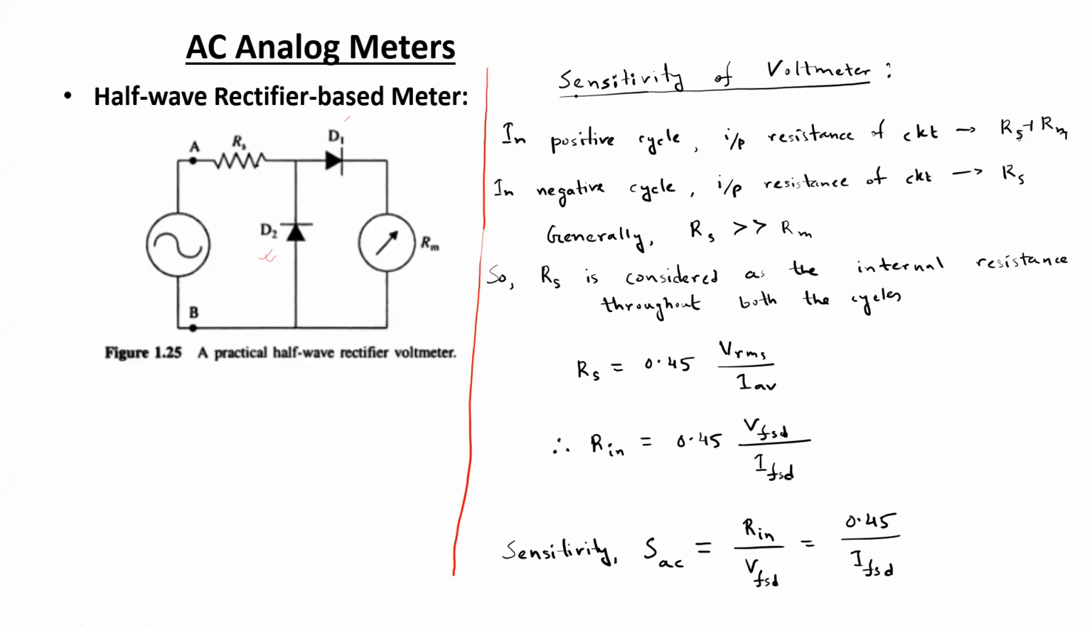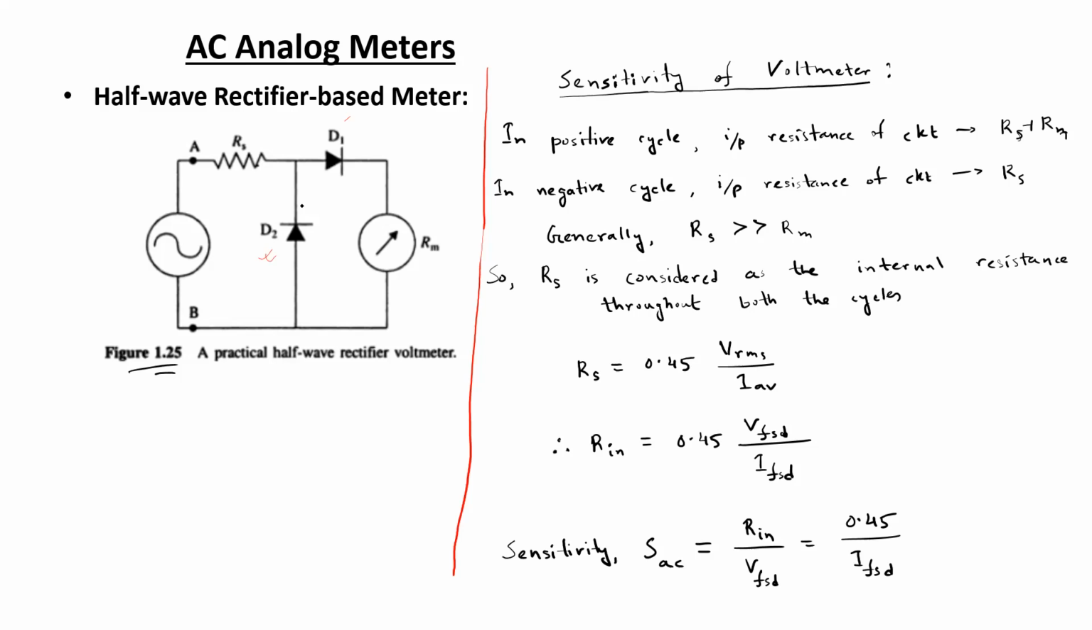Let us now discuss something about the sensitivity of this type of AC half-wave rectifier-based voltmeters. For this modified version of the circuit, in the positive half cycle, the input resistance of the circuit can be considered to be equal to the summation of Rs and Rm, because in the positive half cycle, diode D1 is going to conduct and D2 is going to be reverse biased. So both the resistances will be present in the circuit. On the other hand, in the negative cycle, diode D2 will start conducting and D1 will remain reverse biased.